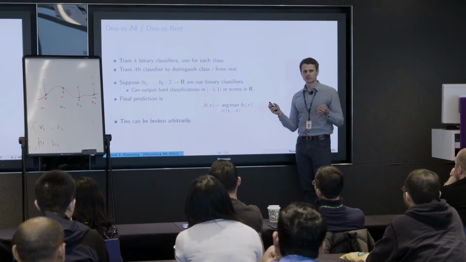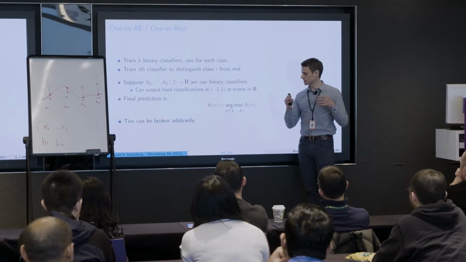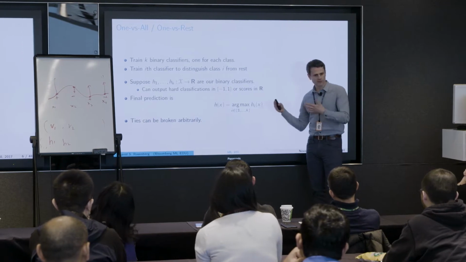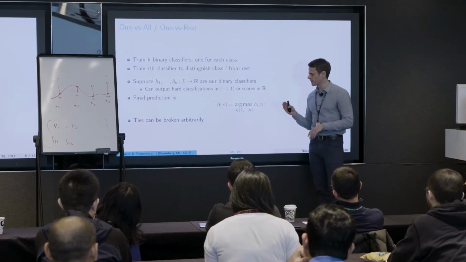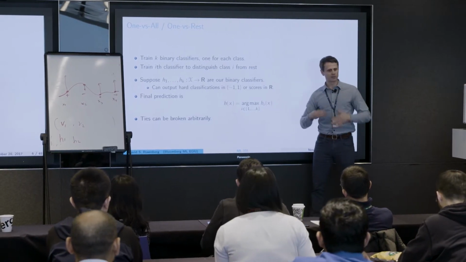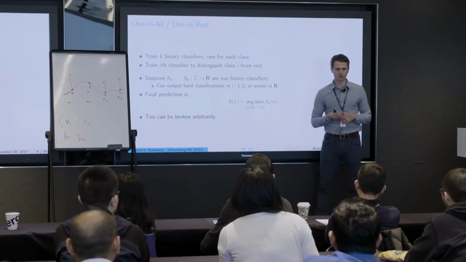Each one is going to be, the ith classifier, hi, will be positive if hi thinks that x is of class i and not of the other classes. Ideally, only one of these k h's will be positive and the rest will be negative, and then it's kind of straightforward what to do.